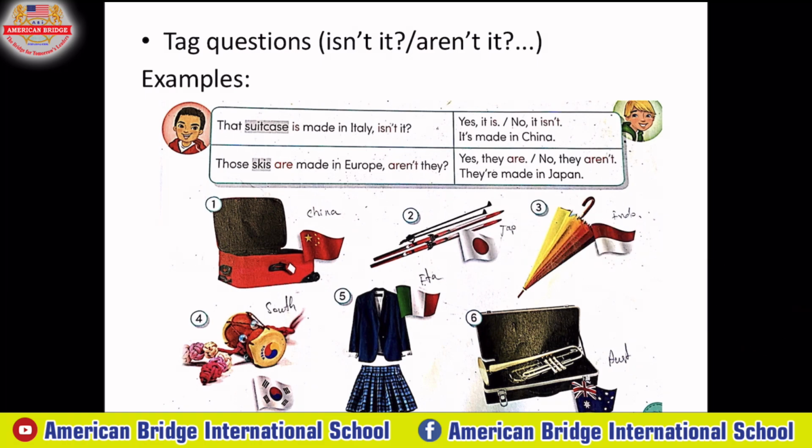Okay, so everyone, there are many pictures that still need to be completed. I want all of you to use the tag question by looking at the pictures. There are many pictures left, like picture number 3, number 4, number 5, and picture number 6, which is the last one, right? So you need to make the sentence. Like the first sentence that I showed you on the screen, that suitcase is made in Italy, isn't it? So you add the tag question, and you also need to make the answer as well.